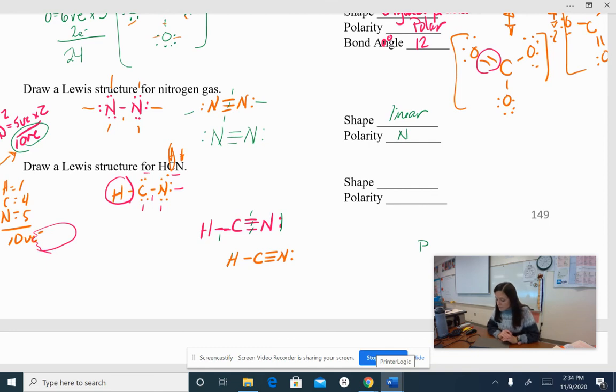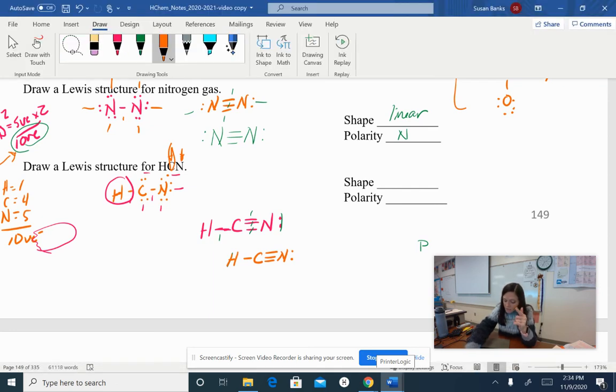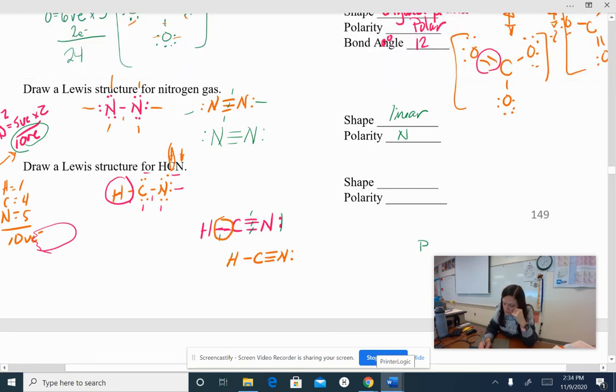Now, the thing to determine is how many areas of electron density do I have and the polarity. So remember, single, double, and triple bonds are all counted as one area of electron density. So in reality, I only have 2 areas of electron density around that center carbon. And because I have 2 areas of electron density, the shape that I'm going to have is linear. So that gives me a bond angle of 180 degrees.